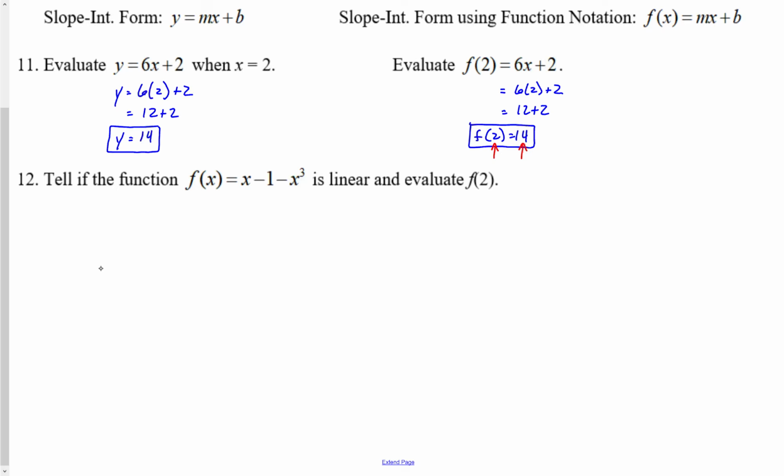So now this one is not linear because of the exponent of 3. So we'd have to say it is not linear if we're ever asked to give an explanation. We would have to say x has an exponent other than 1, or you could specifically say that it is an exponent of 3.